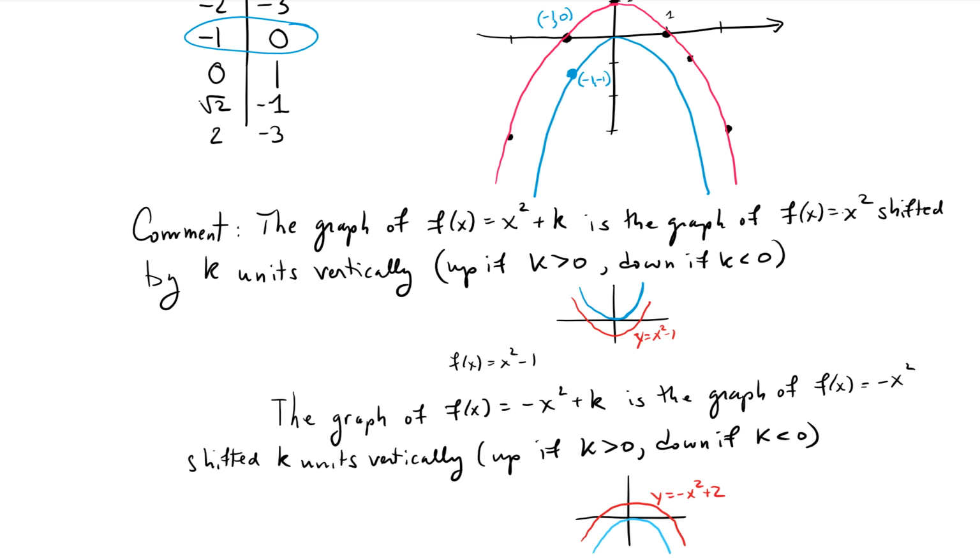Maybe one last comment is that these curves are called parabolas. So all the graphs of quadratics are those of parabolas, and these points here, right? Those are called the vertex, okay, of the curves. So it's the highest or the lowest point.